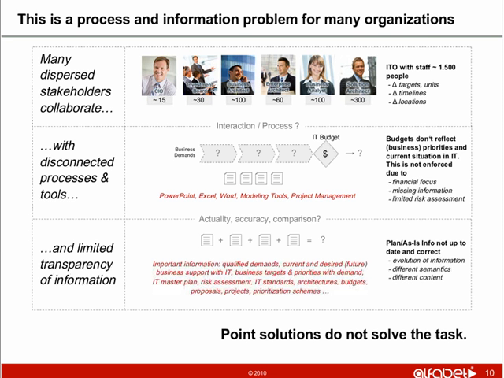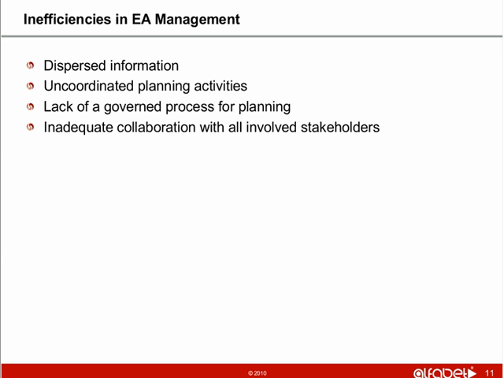Now, over the years, there have been several attempts addressing this with point solutions. They have all turned out to not work too pretty. And what we are left with is really a set of inefficiencies. On the one hand, this information is very dispersed across the organization, oftentimes not formally captured, but really in people's heads. There is a plethora of planning activities that are being conducted, very uncoordinated and unorchestrated. There is a lack of governance in that planning process, which results in an inability to do replanning and hence coping with these changes that are being imposed on the environment. And the collaboration between the many different stakeholders is pretty inadequate.